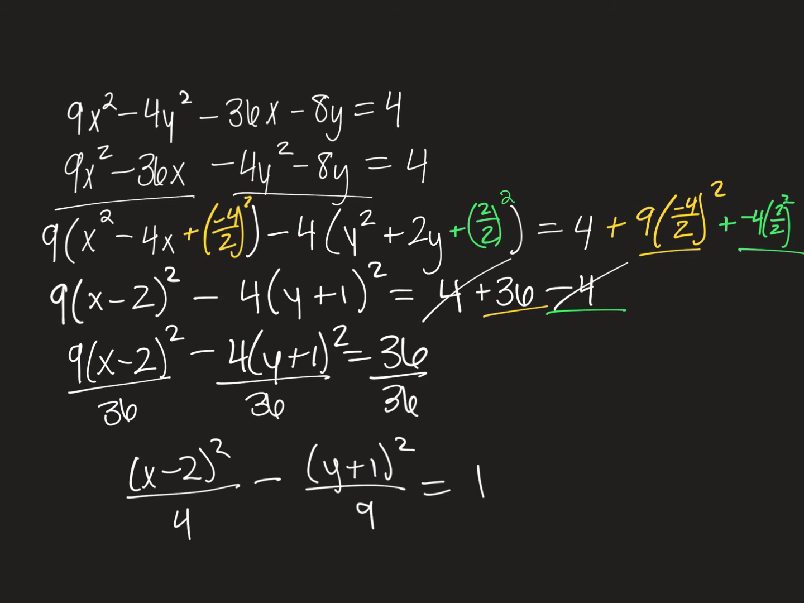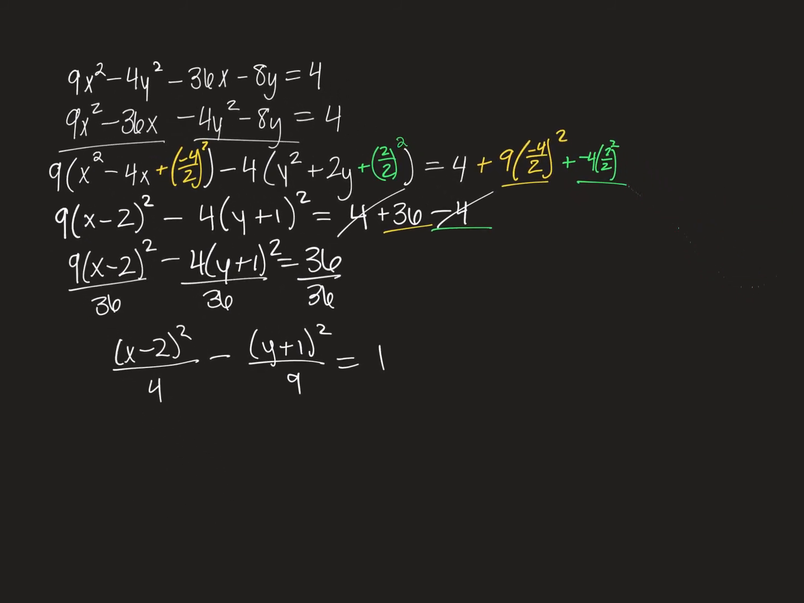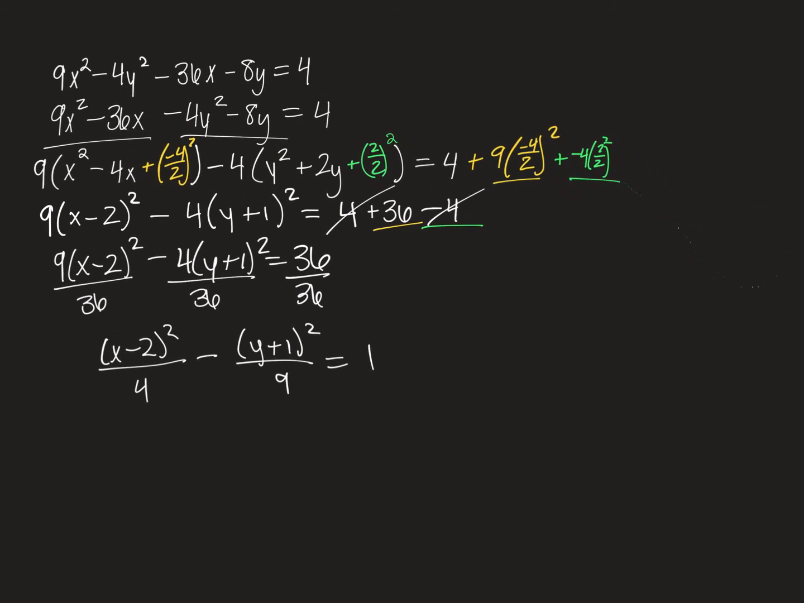Why don't you do the square root or something? All right, well, this is going to be a different shape, but yes. So is this one going to be horizontal or vertical? Horizontal. Horizontal means they're going to open horizontally.